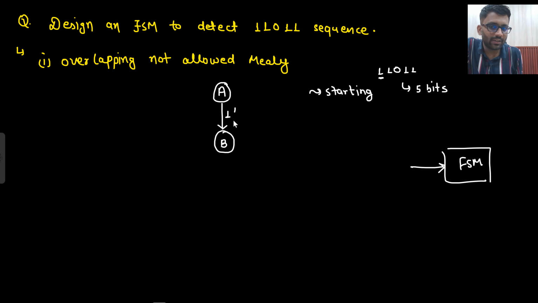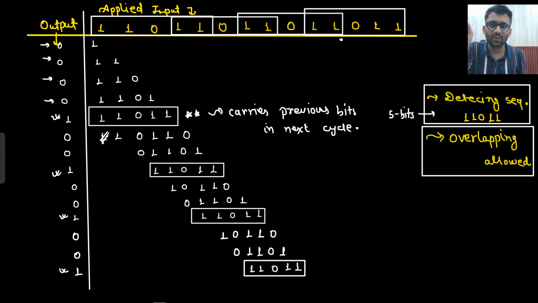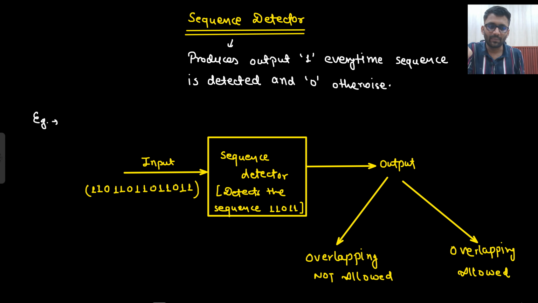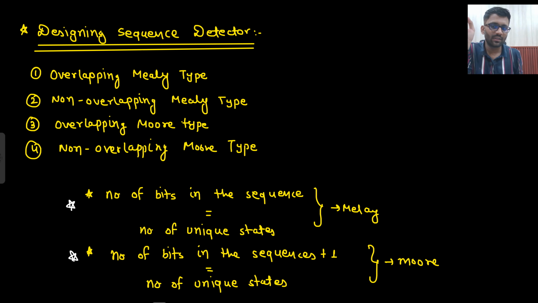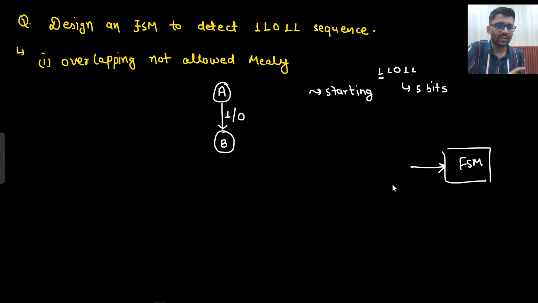What will be the output I will be giving? 0 output only, no? I will not be giving 1 output until I detect the complete sequence. Until I detect the complete sequence, I will not give 1 output, right? You see here, we are doing the overlapping not allowed case. Until you detect the complete sequence, you are not going to give output 1. Okay, so this is the overlapping not allowed case we are seeing now. Then again, if my applied input is 1, then I can go to the next state C.